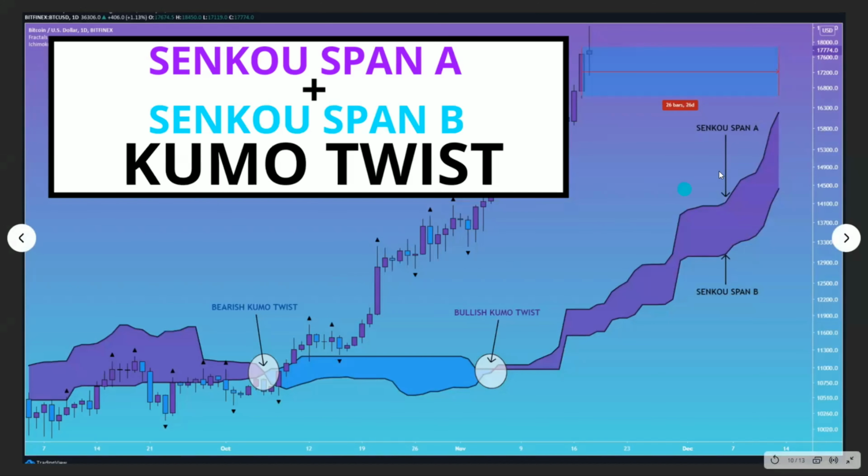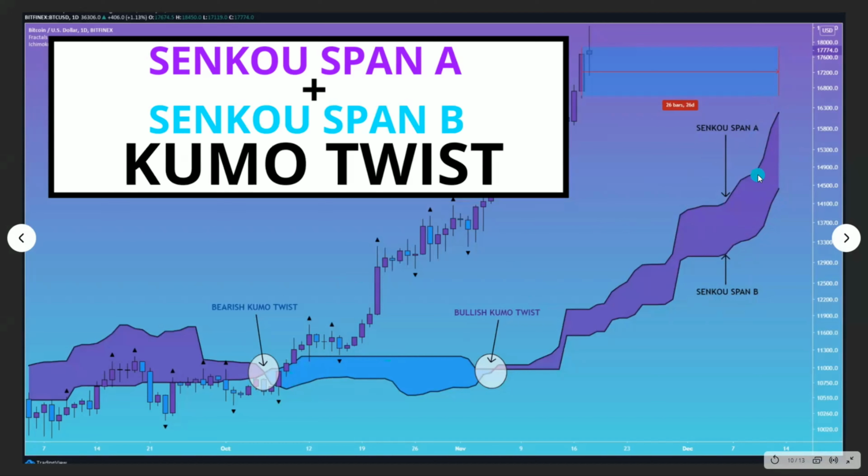So see, you have Senkou span A and B. Span A is on top when we are in a bullish market, and span B is on bottom in a bullish market, while in reverse, when we have a bearish market, span A will be on bottom while span B will be on top. All right. So notice here the angle of the cloud and span A and B.